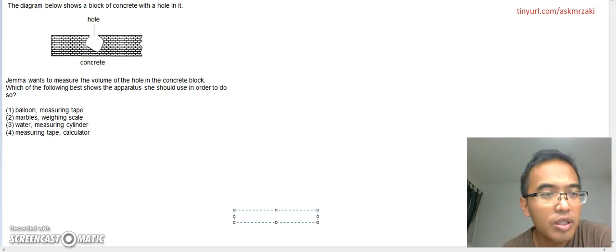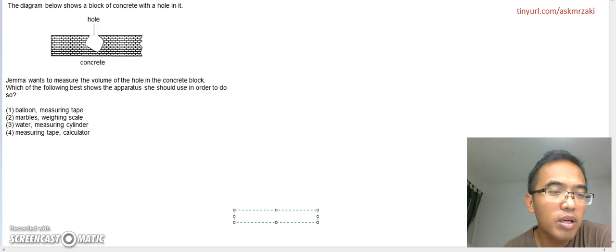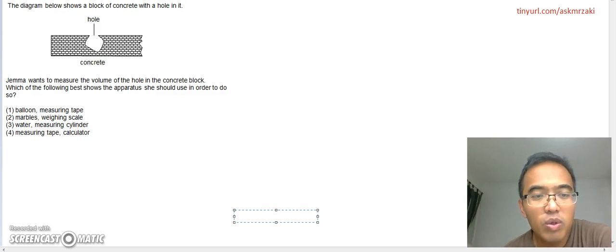Okay, next question. The diagram below shows a block of concrete with a hole in it. Gemma wants to measure the volume of the hole in the concrete block. Which of the following best shows the apparatus she should use in order to do so?